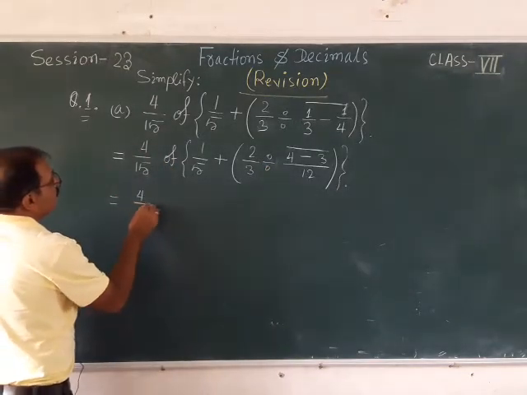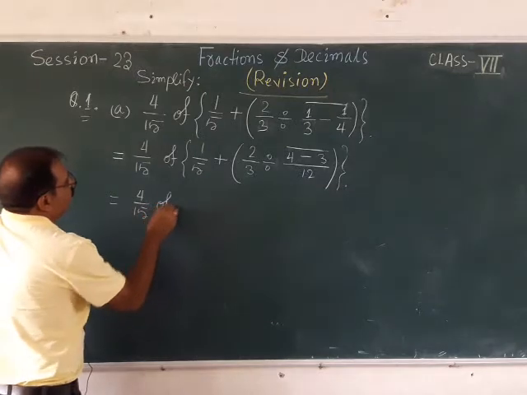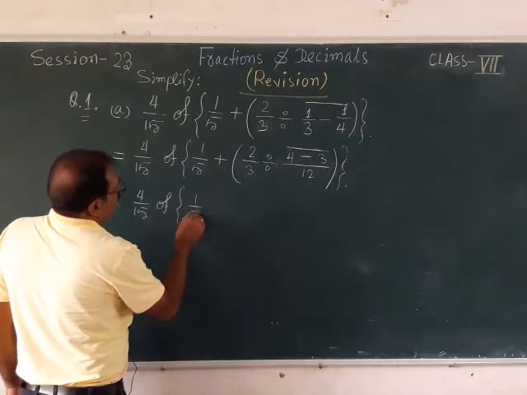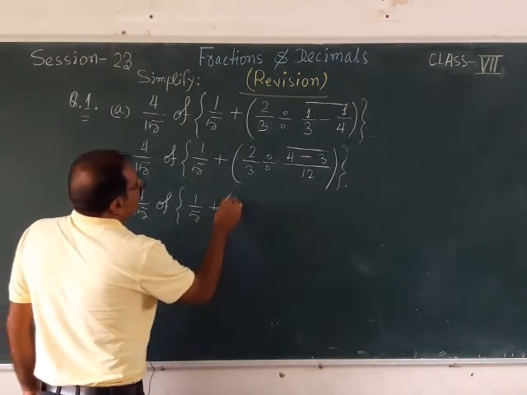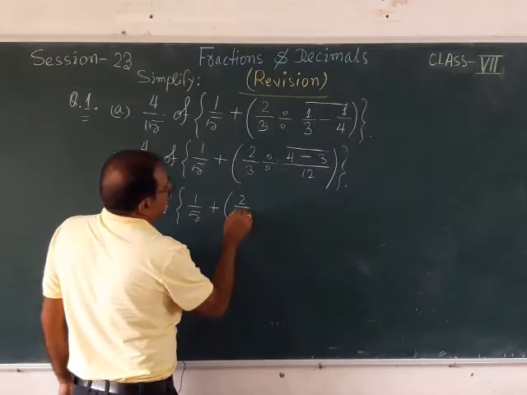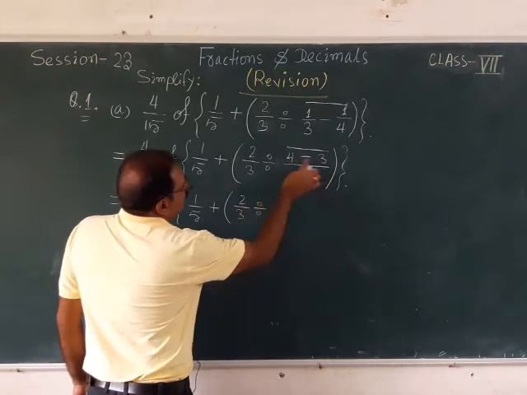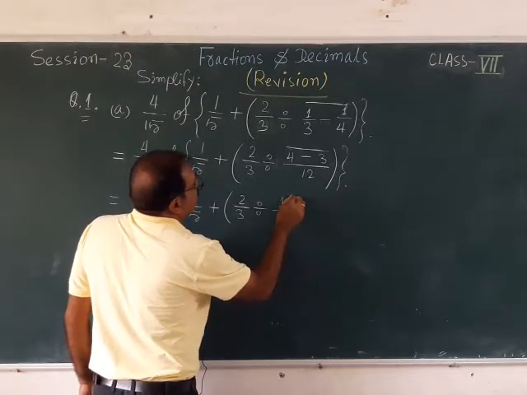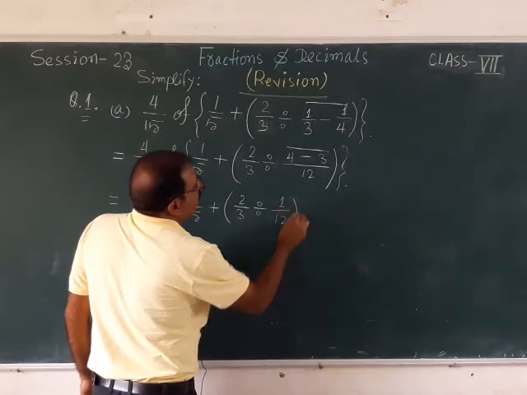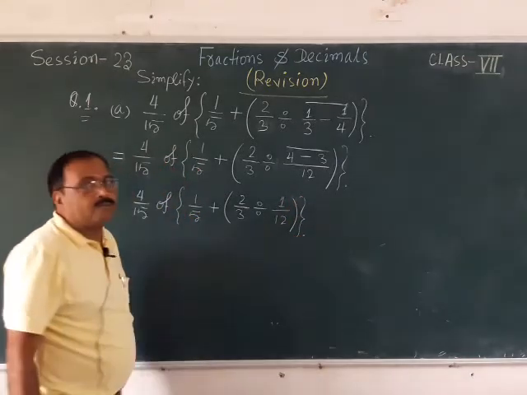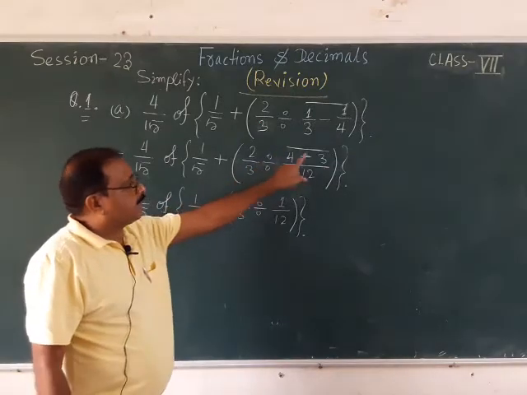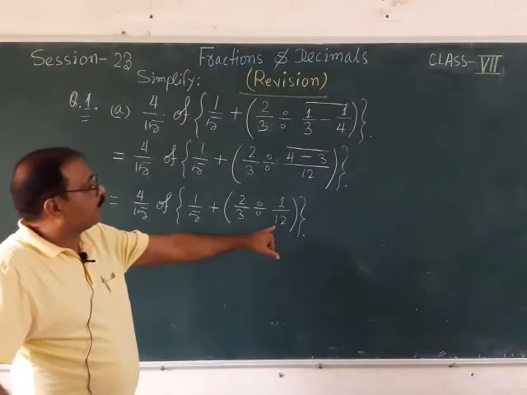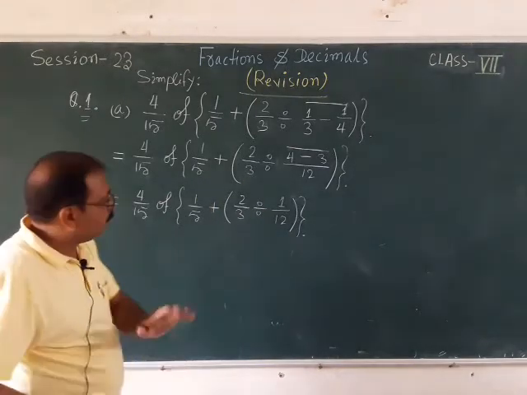Now it can be written as 4 upon 15 of, then you take this second bracket with 1 upon 5, then plus 2 by 3, then the division sign, and 4 minus 3 is 1, so 1 upon 12. If you have got a single number, that means that bracket will vanish. That means the bar bracket work is over, and now you have 1 upon 12 itself, a single number, so there is no need to put the bracket there.